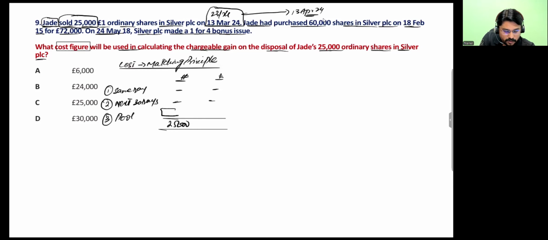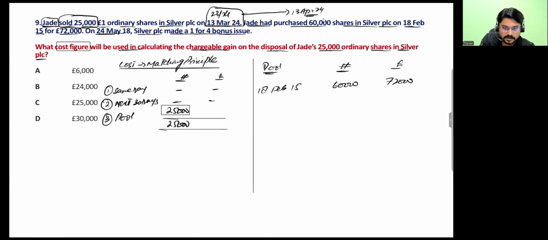And we don't know what the pool amount is, because the pool shares are considered on a weighted average amount. So let's start preparing the pool: shares pool, number of shares and the value of shares. Firstly, the shares purchased on 18th Feb 2015. How many shares are purchased? 60,000 shares are purchased for 72,000.